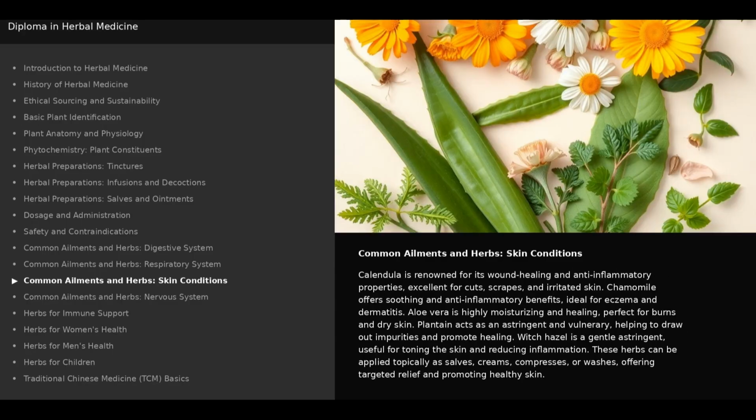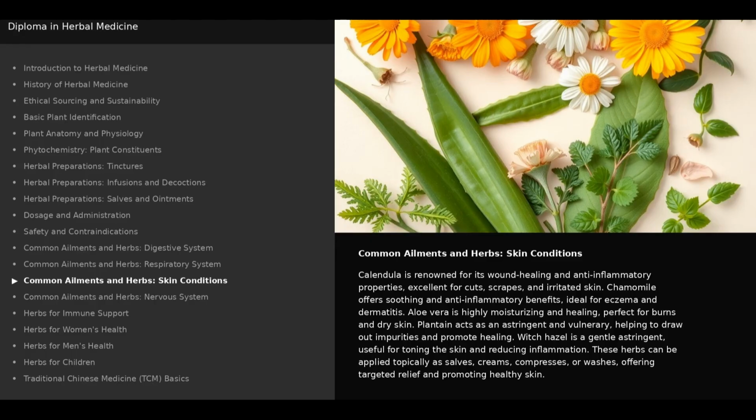Calendula is renowned for its wound healing and anti-inflammatory properties, excellent for cuts, scrapes, and irritated skin. Chamomile offers soothing and anti-inflammatory benefits, ideal for eczema and dermatitis. Aloe vera is highly moisturizing and healing, perfect for burns and dry skin.